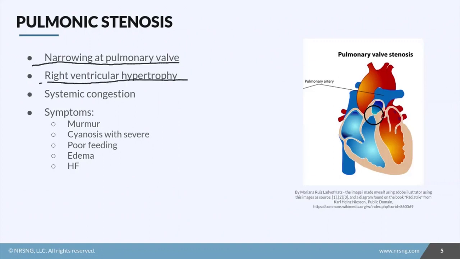And also with that right side working hard and blood not able to flow through, you end up with systemic congestion, so blood is backflowing into the system. These patients are going to have a murmur, and if the stenosis is very severe, they may also be cyanotic and have difficulty feeding. Now, with that systemic congestion, you're going to get signs of edema, and you also could have signs of heart failure.